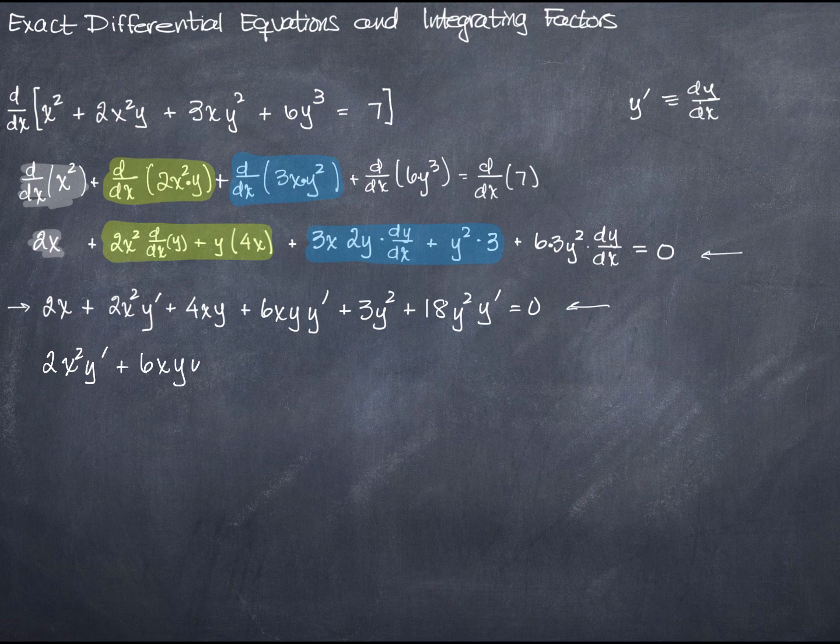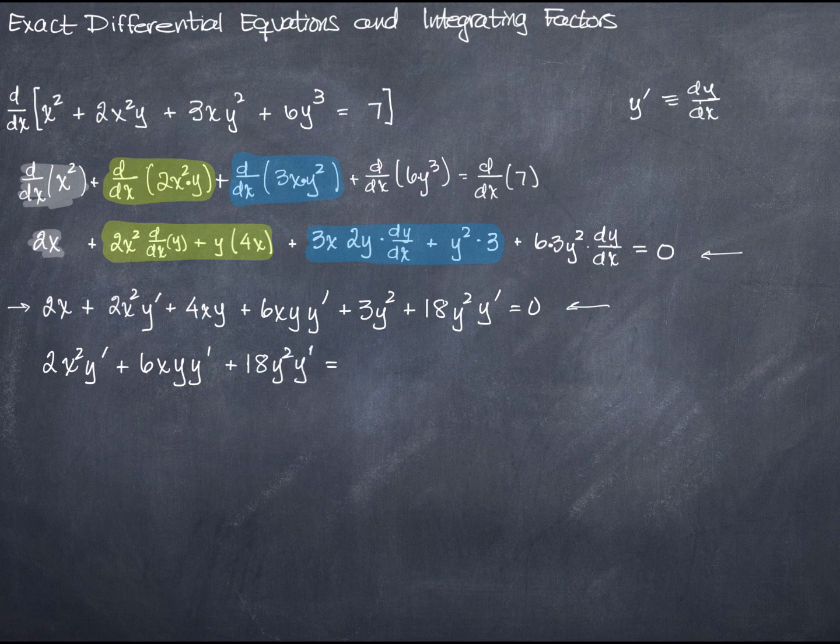Notice that I can't square this here. It's not y prime times y prime, and it's not y times y. It's y times y prime. They're different. So I have to leave that just as it is. And then I have another term that has a y prime in it. That's 18y squared y prime.